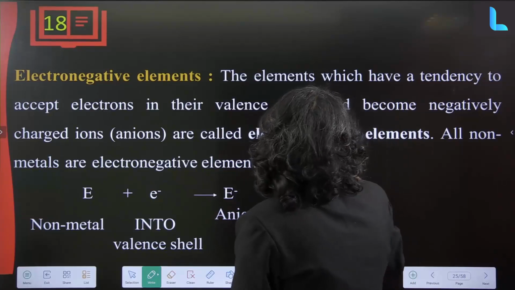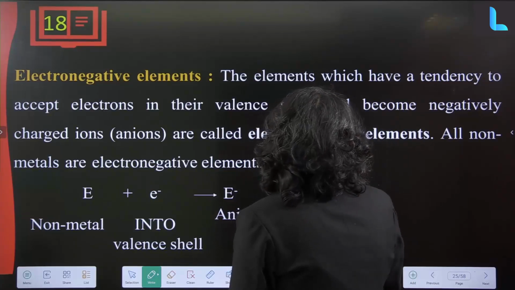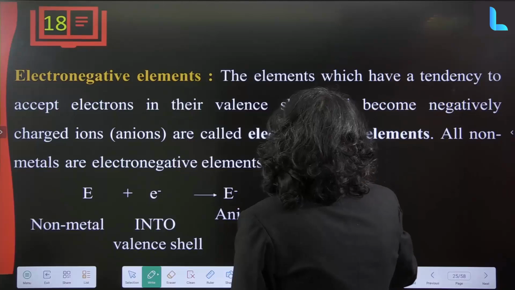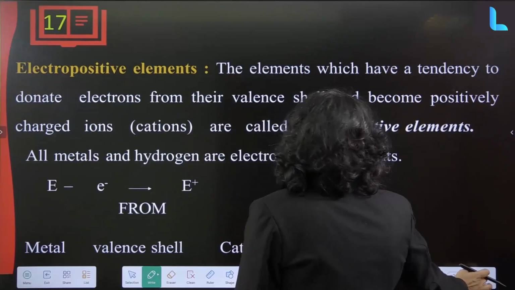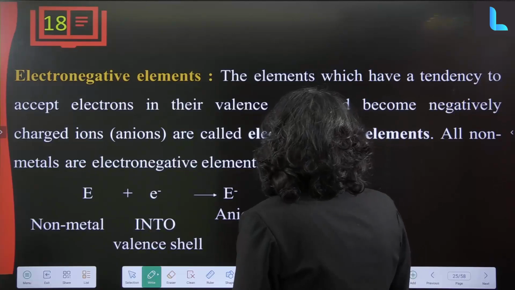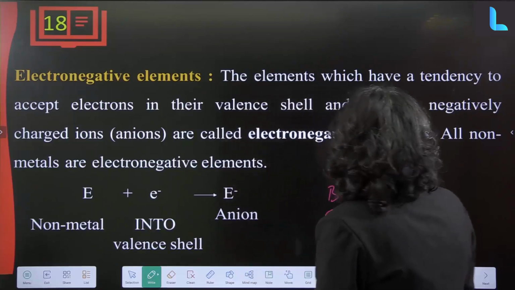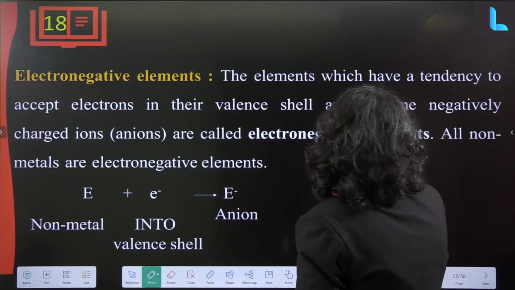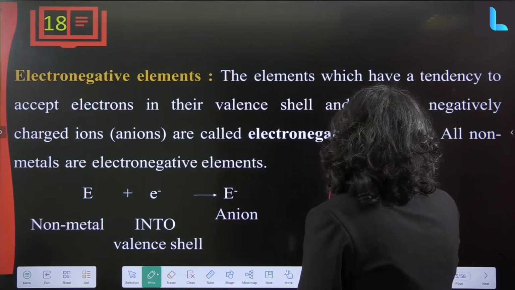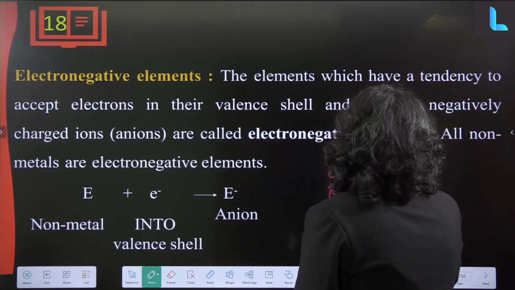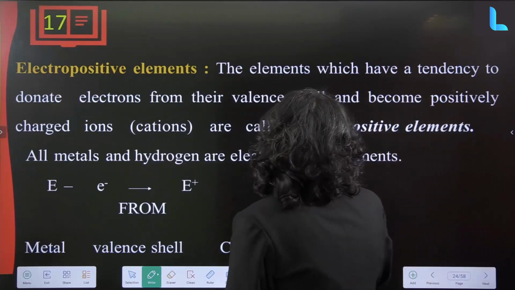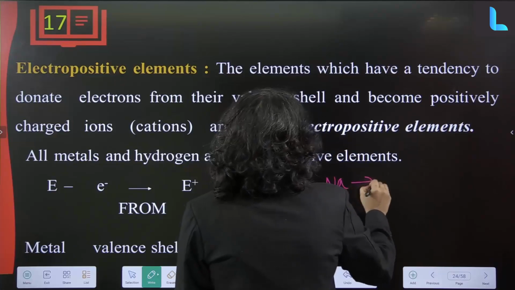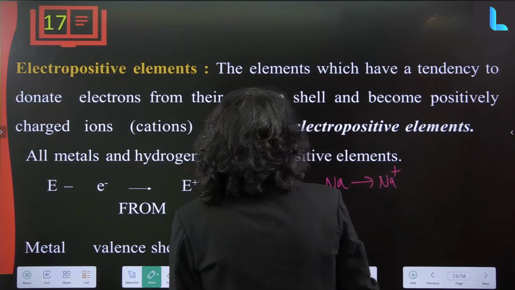So we have here chlorine, bromine, fluorine, all are electronegative elements. By gain of one electron, it can become an ion. Now this is called electropositive. Electropositive is Na. Na becomes Na plus like this.